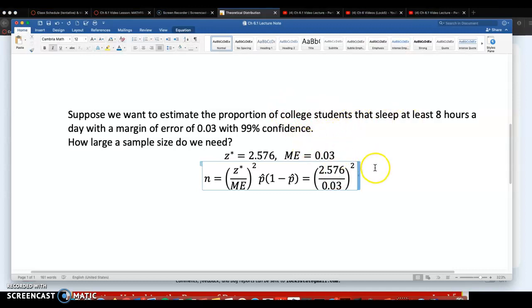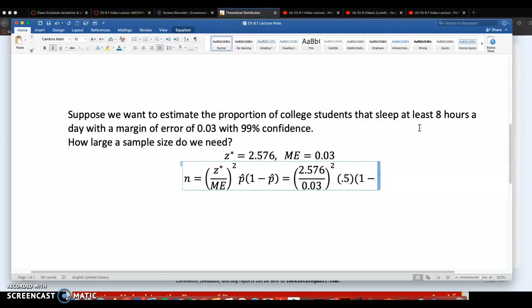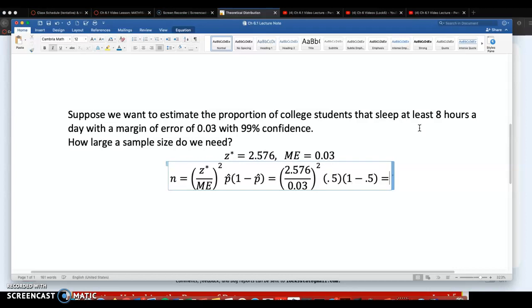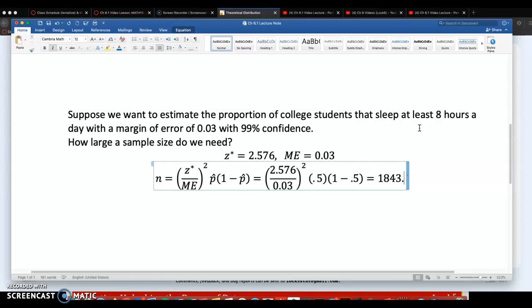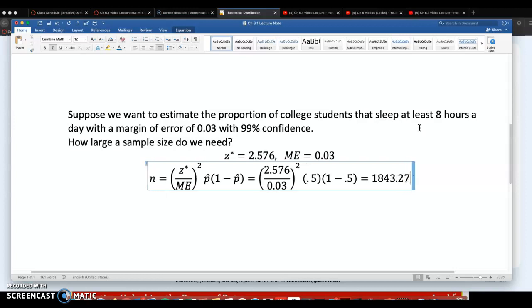Since we don't know anything about the proportion of college students that sleep at least 8 hours a day, we're going to assume that P is 0.5, and multiply it times 0.5 times 1 minus 0.5. If I throw that in my calculator, 2.576 over 0.03, squared, times 0.5 times 1 minus 0.5, I'd get 1843.27.